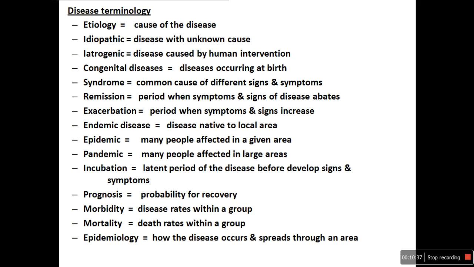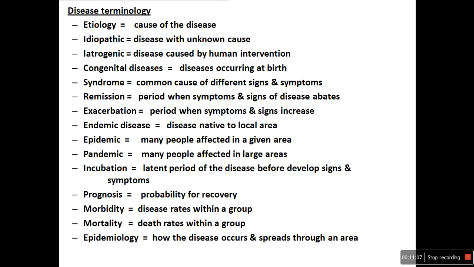Exacerbation is a period when the symptoms and signs increase, not abate. Exacerbation is different than a remission. A remission is a period when the symptoms and signs abate, but exacerbation is a period when the symptoms and signs increase.